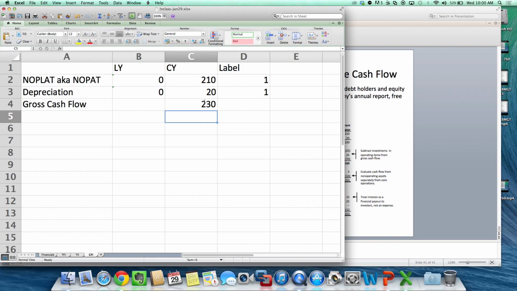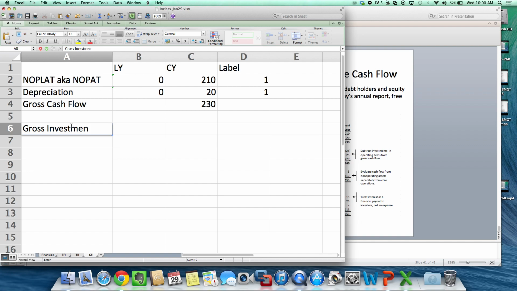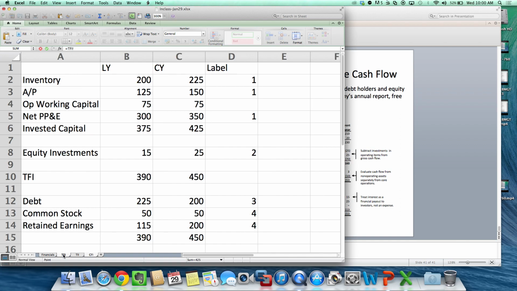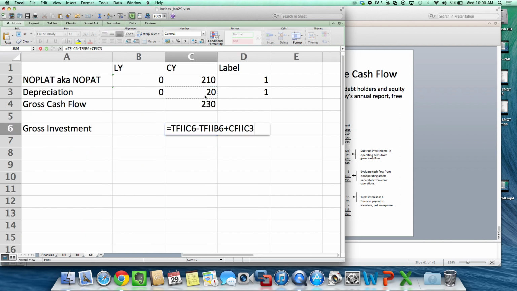So free cash flow is gross cash flow, cash from the income statement, minus what's called gross investment. So what is gross investment? Gross investment equals, from my TFI, current year invested capital minus previous year's invested capital. That's how much new invested capital, plus depreciation. So change in invested capital plus depreciation equals gross investment.